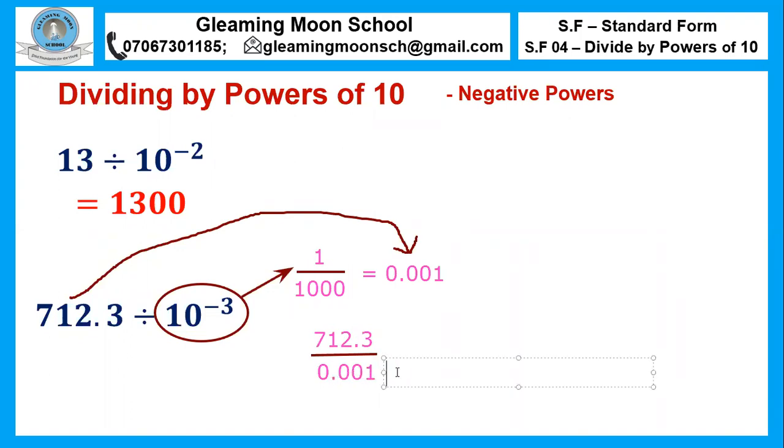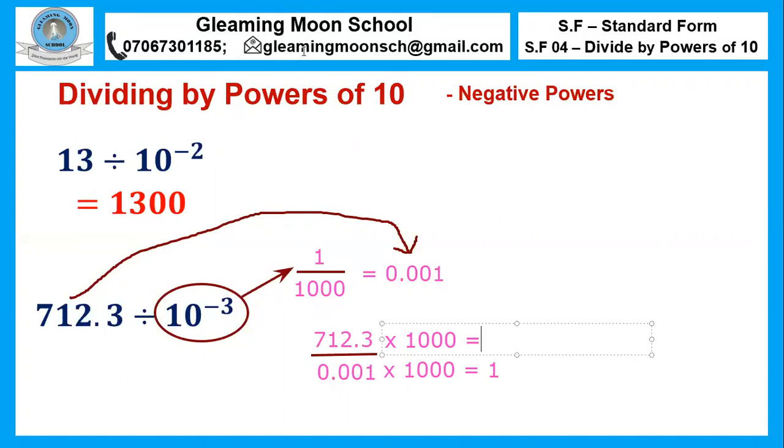Because it has 3 decimal places, we are going to multiply it by 1 with how many zeros? 3 zeros. That is 1000. So we multiply that by 1000 and it will give us 1. And then for the top number, we also multiply it by 1000 in order to balance it up. So 712.3 times 1000 will give us what?